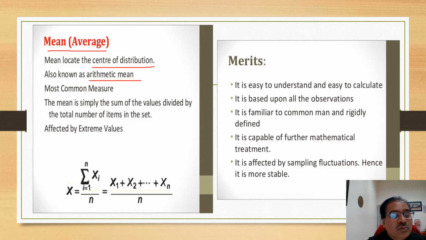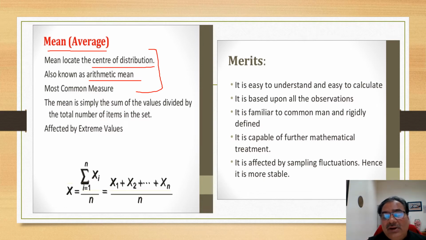As discussed, it is the most common measure, which every person knows and most people understand. Mean means average, arithmetic mean. The mean is simply the sum of the values divided by the total number of items in the set. It is affected by extreme values, as I discussed in the previous PPT.